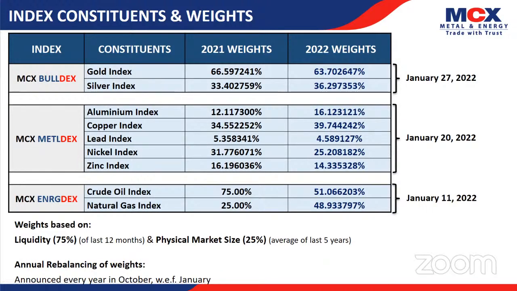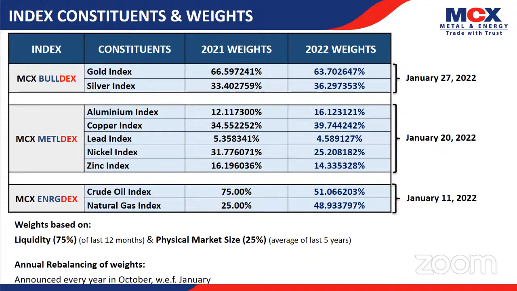The new weights will be announced. And once these weights come into force in January, say 2022, they remain the same throughout the year. And in October 2022, the exchange will again announce the new weights for the year 2023. So this is an annual rebalancing of weights which happens here.